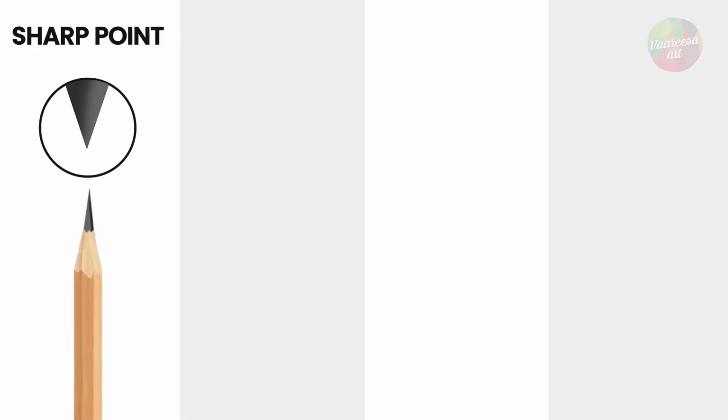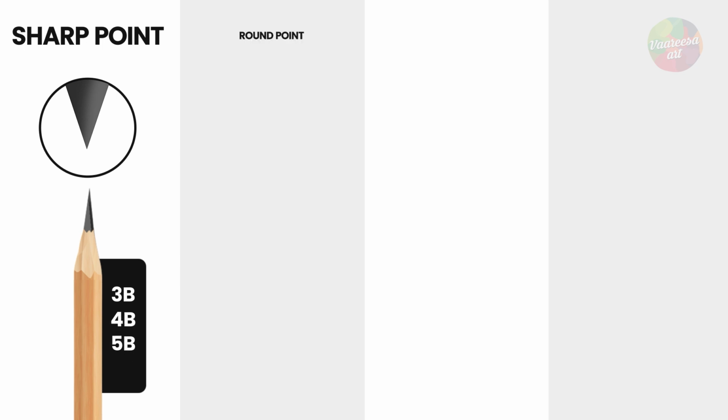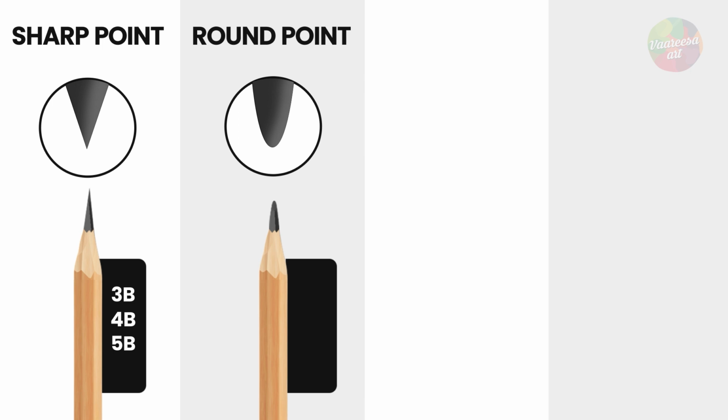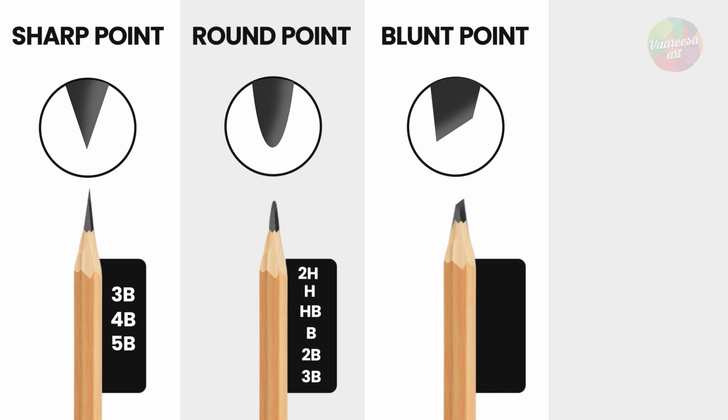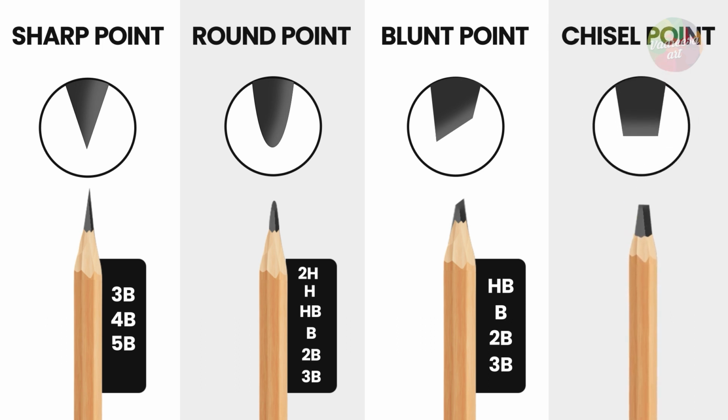We can produce better results on a particular grade of pencil using these points. Sharp point pencils produce better results with 3B, 4B, and 5B pencils. Round point pencils produce better results with 2H, H, HB, B, 2B, and 3B pencils. Blunt point pencils produce better results with HB, B, 2B, and 3B pencils. Chisel point pencils produce better results with 3B, 4B, 6B, and 8B pencils.